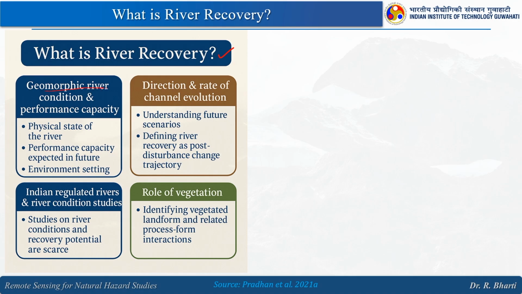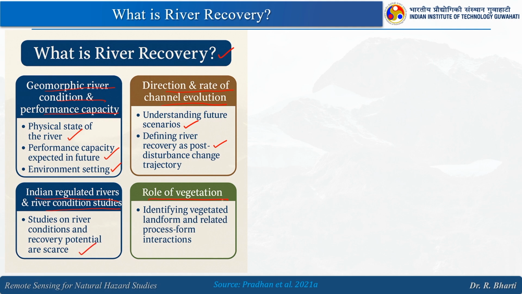First, geomorphic river condition and performance capacity, where we talk about the physical state of the river, performance capacity expected in future, and then environmental setting. Then we have direction and rate of channel evolution. Here we talk about understanding future scenarios and defining river recovery as post disturbance change trajectory. For Indian regulated rivers, the studies on river condition and recovery potential are very limited.